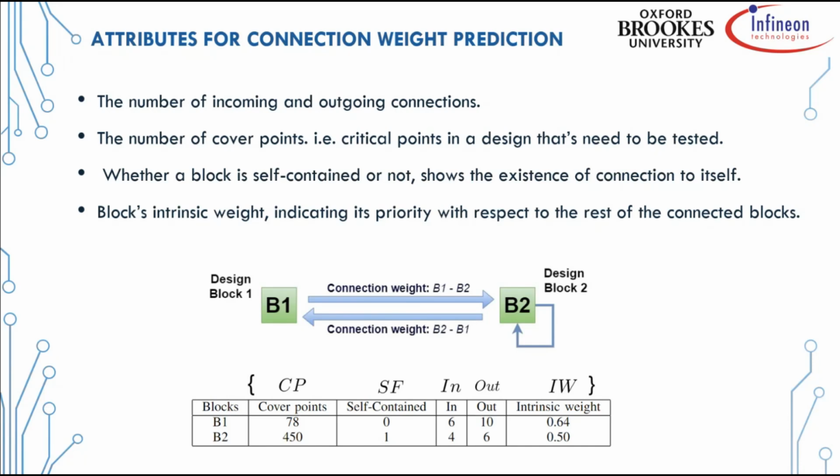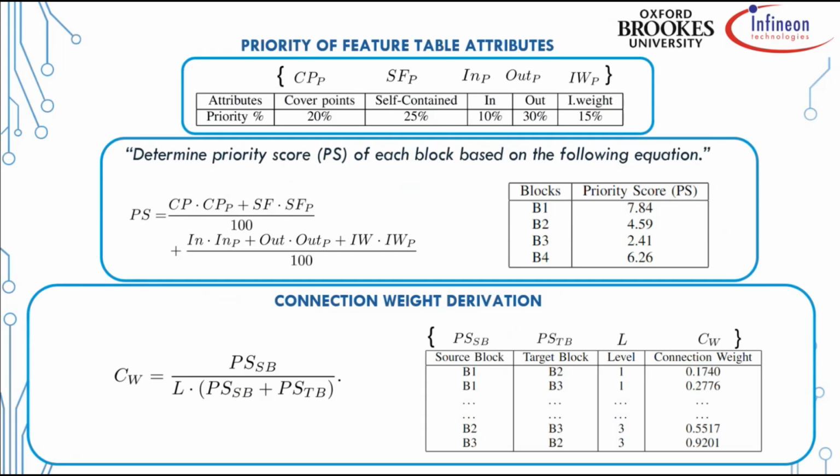So these attributes help us accurately predict the connection weights, leading to more efficient test results or test selection phases. Right, and so we assign the priority for each of the attributes, and obviously we can change it, but according to this particular design, we stick with these priority levels. Based on these priority levels, we calculate the priority score of each block. And with the use of these block priority scores, we'll be deriving the connection weights at each level. In this case, we've considered up to 3 levels.